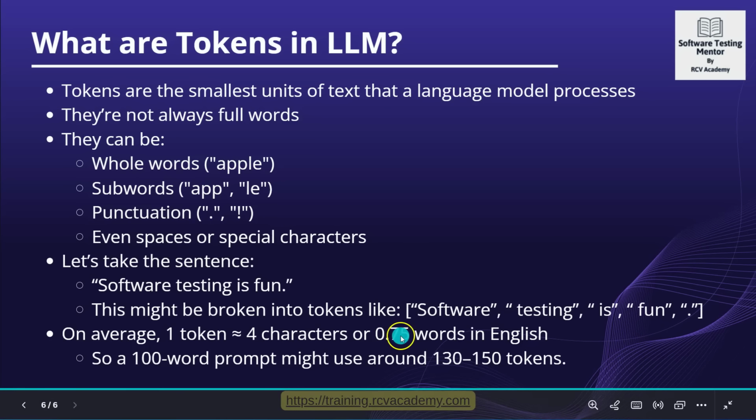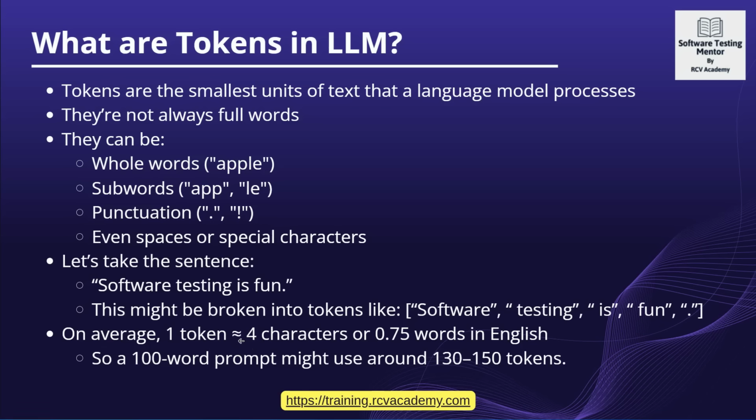So usually 0.75 words in English is one token. So, for example, if you have a 100-word prompt, that might be around 130 to 150 tokens. Internally a single word could be a full token, but in most cases you will see that 4 characters are broken into one token. We are not going into too much technical detail on how exactly these are broken.